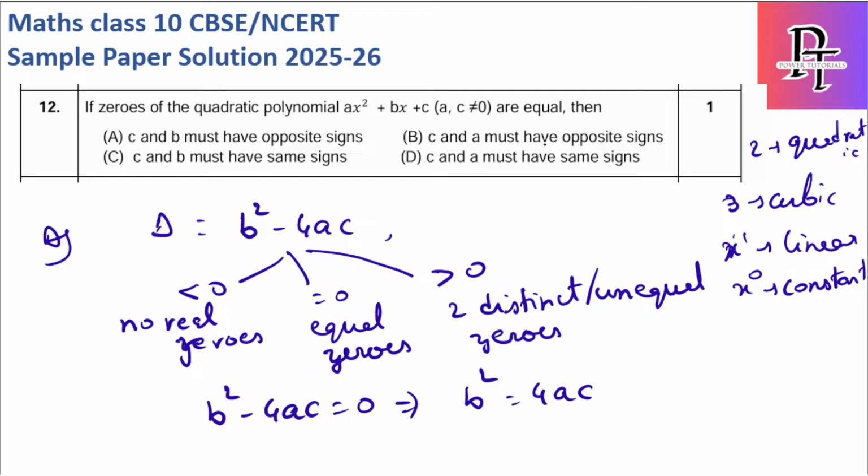A and C must have opposite signs. If both are opposite, then the product will be negative. B square cannot be negative, so this is also wrong. So the only option is D, where A and C must have the same signs. So if A is negative and C is negative, then the product will be positive.